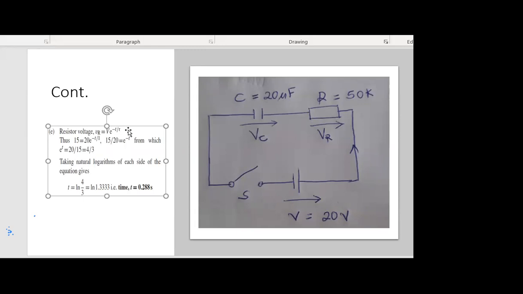for that decay curve for the resistor voltage. We have VR is 15. We have DC voltage, which is 20. Then we need the time. Then we have tau. We got tau is 1 second. We substitute. Then after we use natural log on both sides, we get the time.